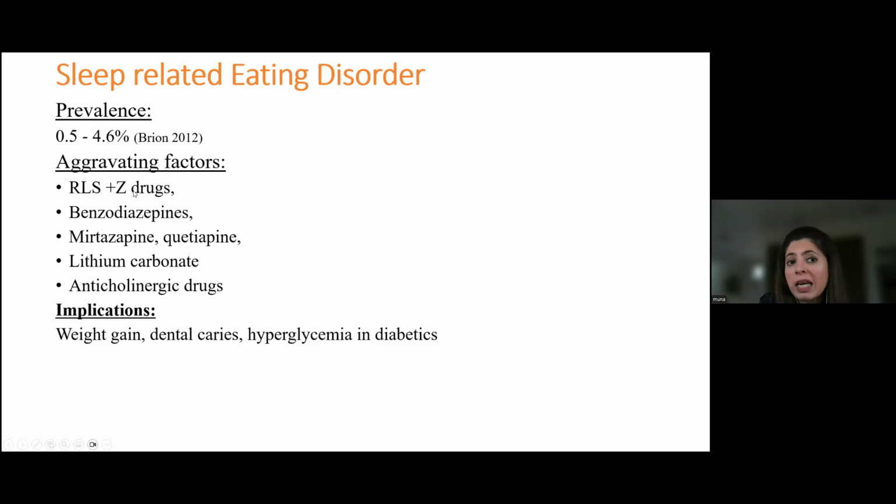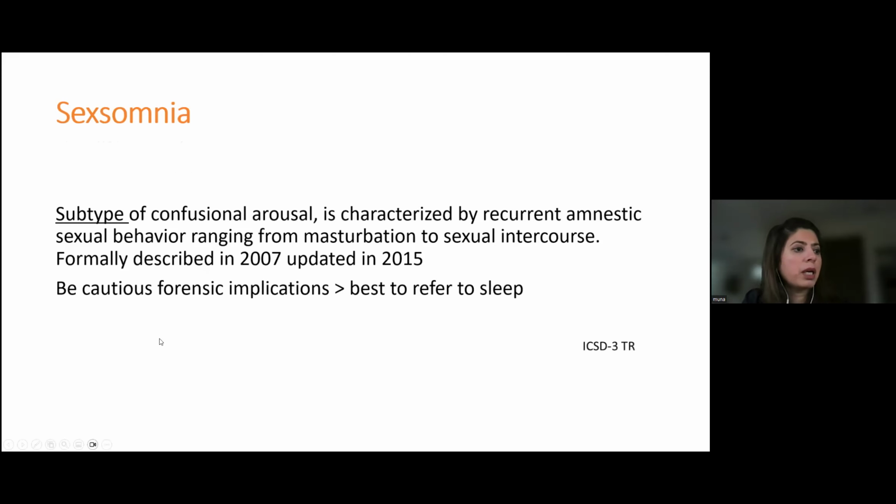Combination of restless legs plus Z drugs is classic for sleep-related eating. If you see anybody in your clinic who is reporting some sleep-related eating behavior, always, always, always look for restless legs history and yes or no to the Z drugs. So in the interest of time, I think we should continue moving along.